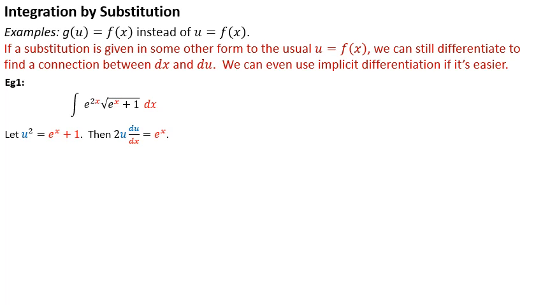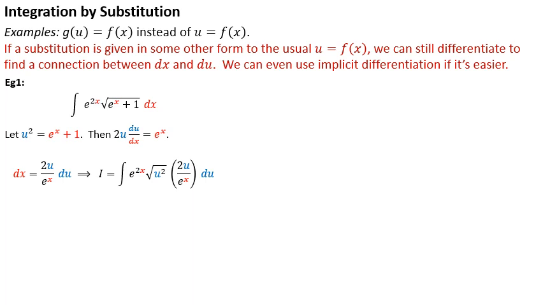So if u squared equals e to the x plus 1, then we can differentiate implicitly. u squared becomes 2u du by dx. So we differentiate u squared with respect to u to get 2u, and then we multiply by du by dx so that the final result is something which is a derivative with respect to x. And on the right hand side, e to the x plus 1 differentiates to e to the x when we differentiate with respect to x. That means we can do a bit of a rearrangement. We have dx equals 2u over e to the x du.